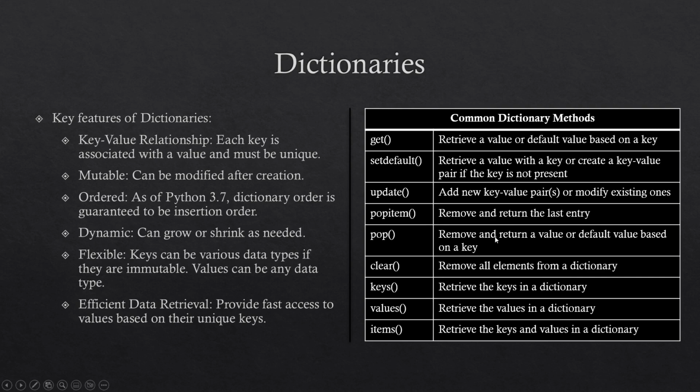The pop method, which removes and returns a value or default value based on a key. The clear method, which removes all elements from the dictionary. The keys method, which retrieves all the keys in a dictionary. The values method, which retrieves all the values in a dictionary. And then the items method, which retrieves all the key value pairs in a dictionary.